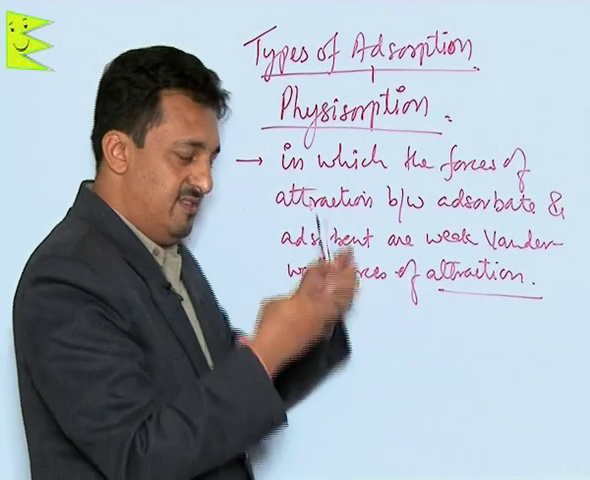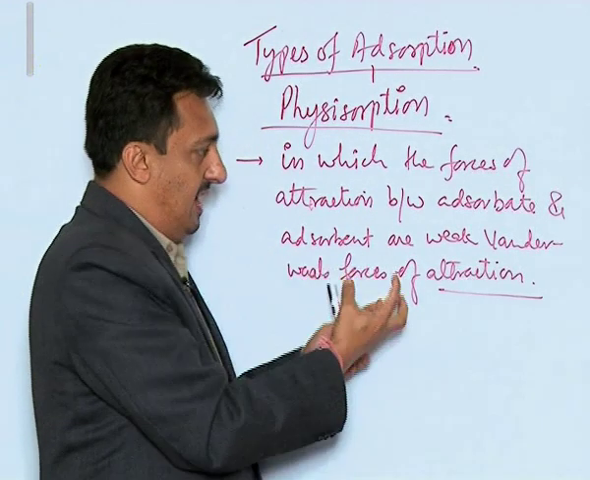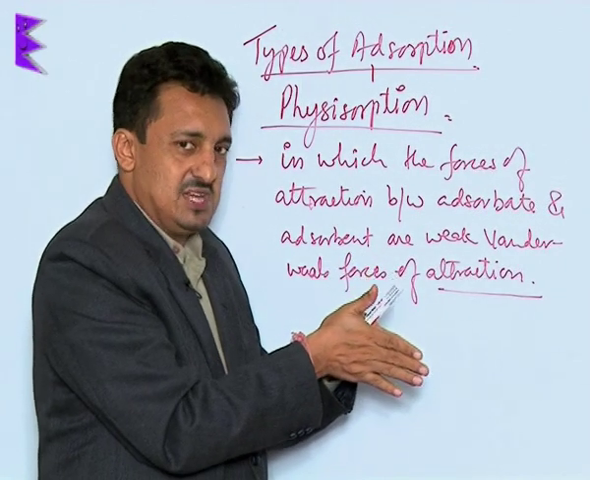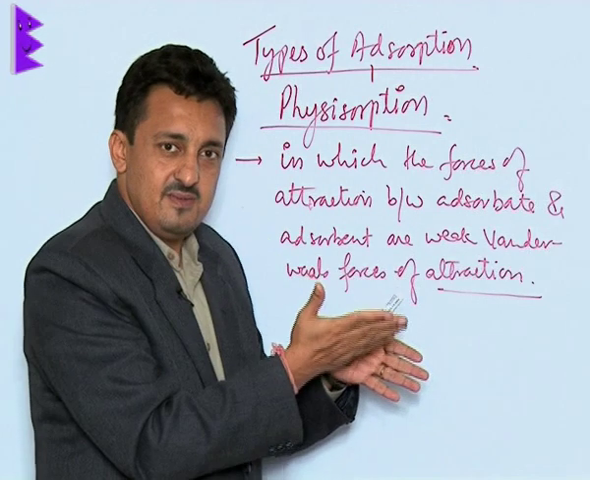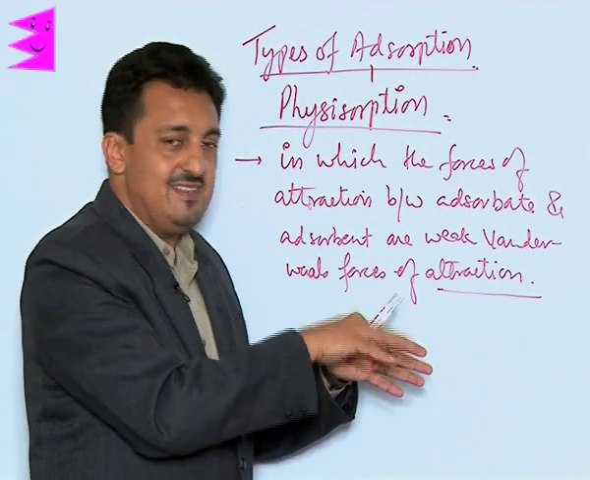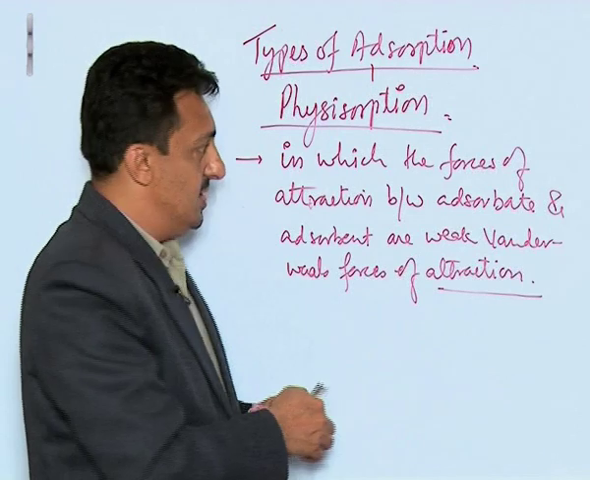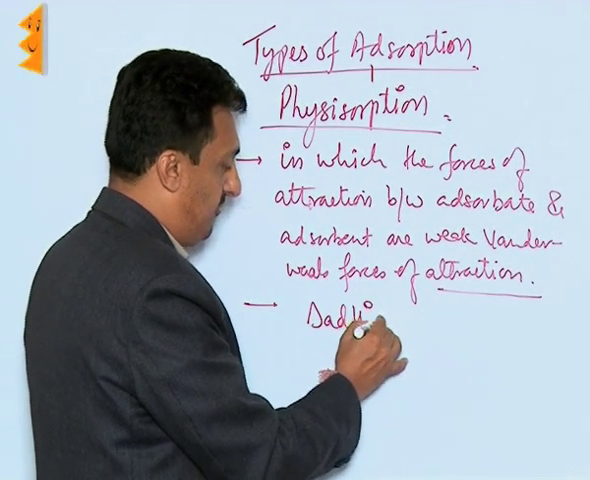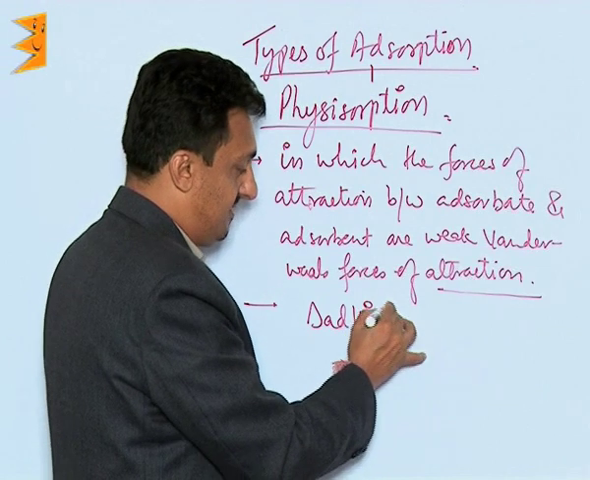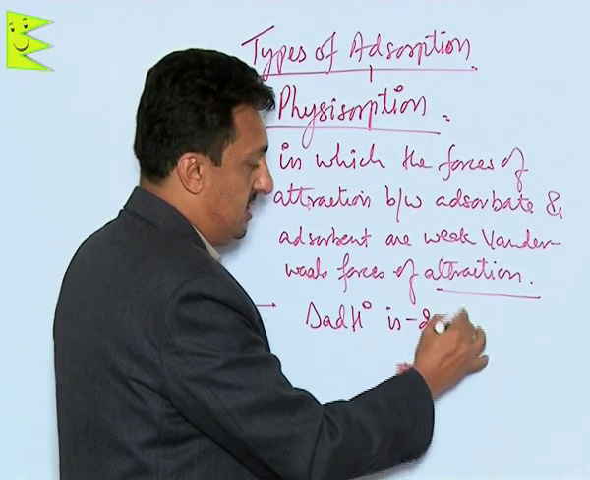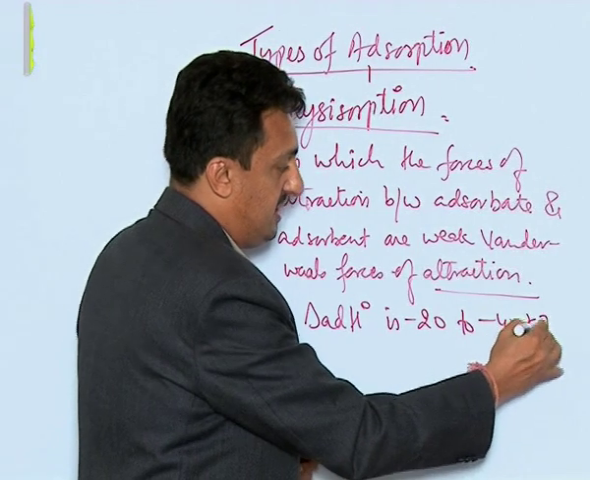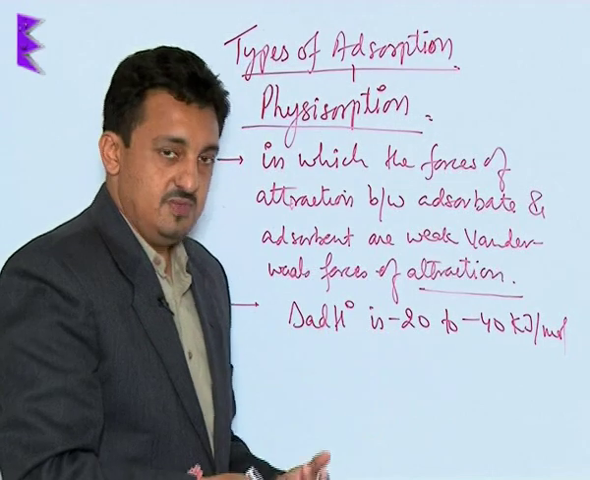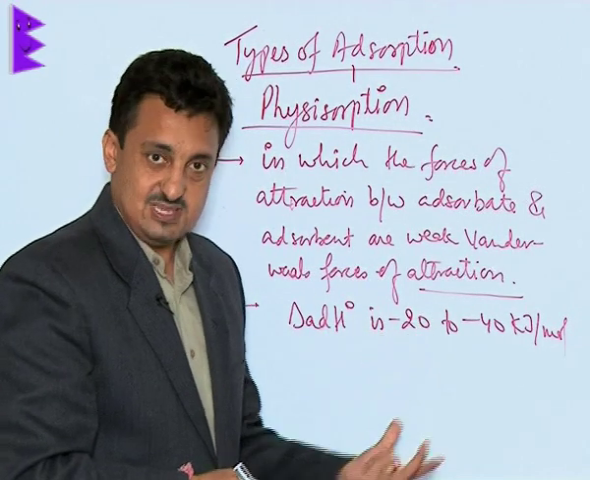So, since the forces are weak, we call it a sort of physical attraction, just a simple physical attraction which can be removed easily, and that is why the energy release in this type of adsorption will be less. The second most important point is that the enthalpy of adsorption in these cases is from minus 20 to minus 40 kilojoules per mole. You need to understand minus sign means the energy is given out. So, the energy given out is very less.